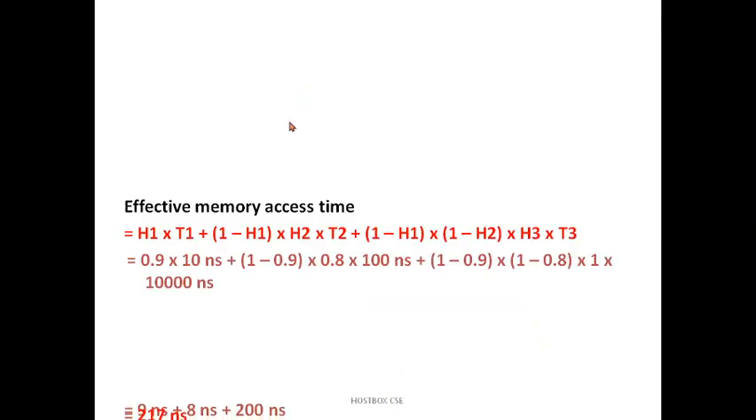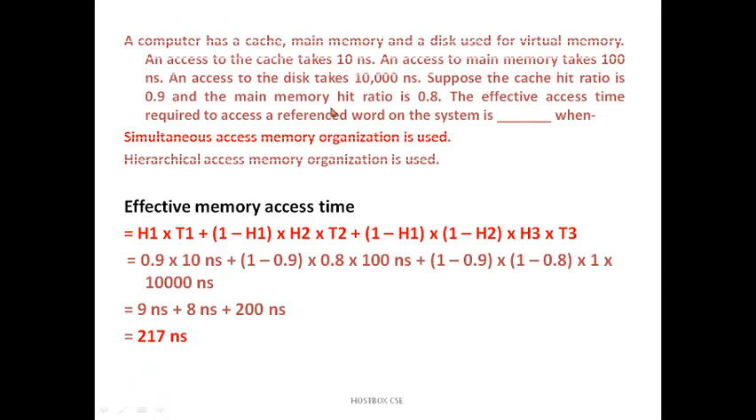Before we calculate the effective access time, let's take a problem. It is an example problem you may expect in GATE or any competitive exam. The question is: a computer has a cache, main memory, and a disk used for virtual memory. Access to the cache takes 10 nanoseconds, access to main memory takes 100 nanoseconds, and access to the disk takes 10,000 nanoseconds. Suppose the cache hit ratio is 0.9 and the main memory hit ratio is 0.8. What is the effective access time required to access a referenced word on the system?